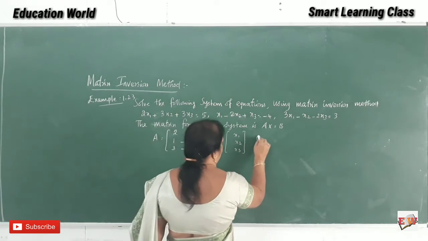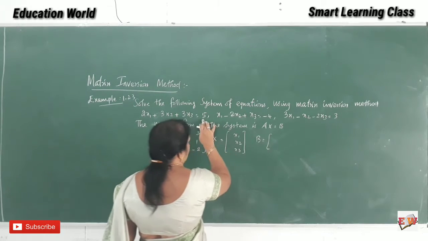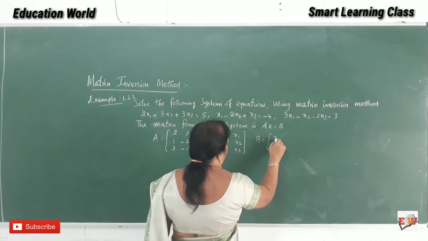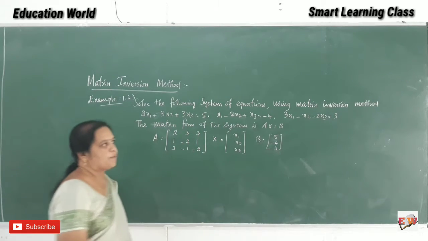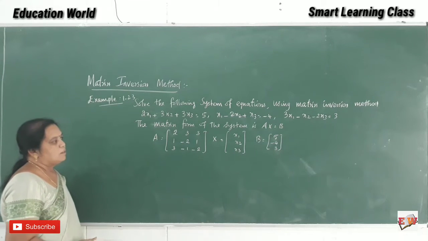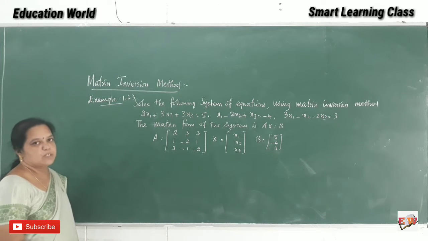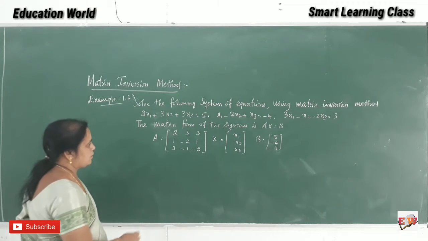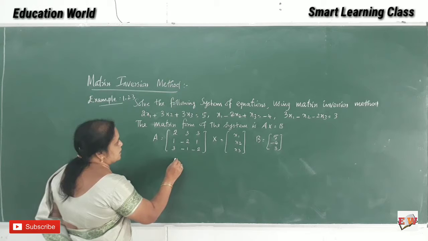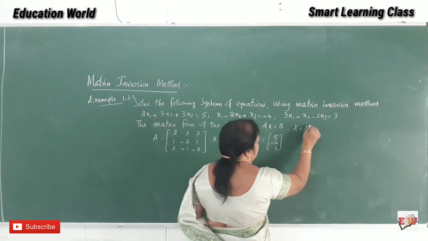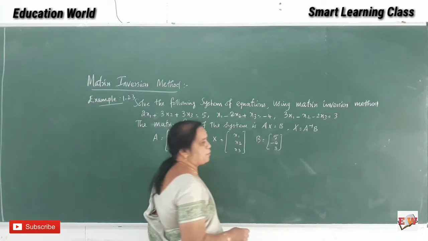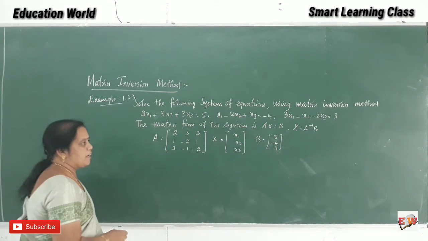B is equal to [5, -4, 3]. So we have to find the solution for x1, x2 and x3. For that, X is equal to A inverse B. First we have to find A inverse.